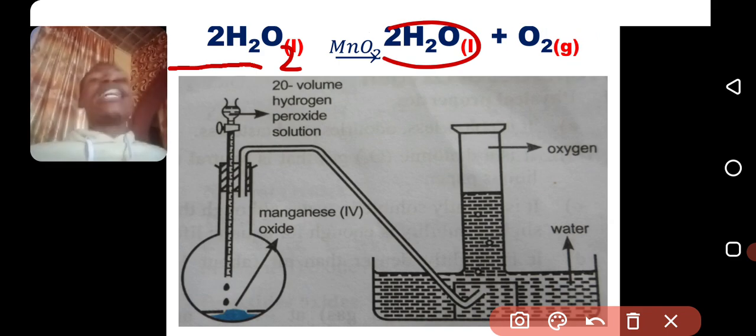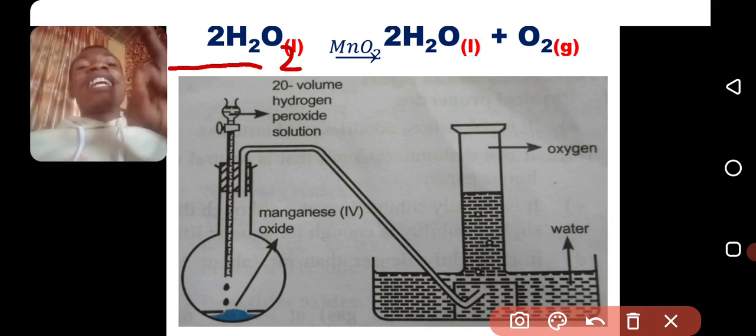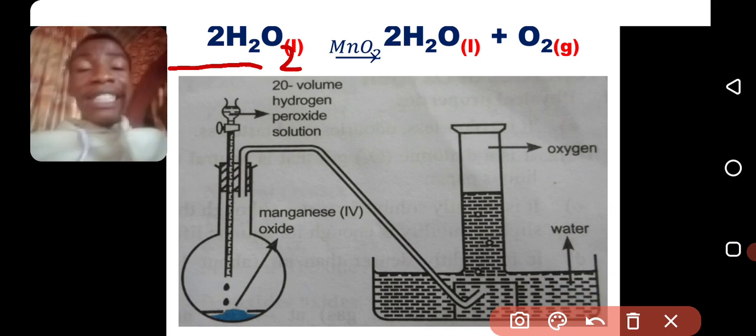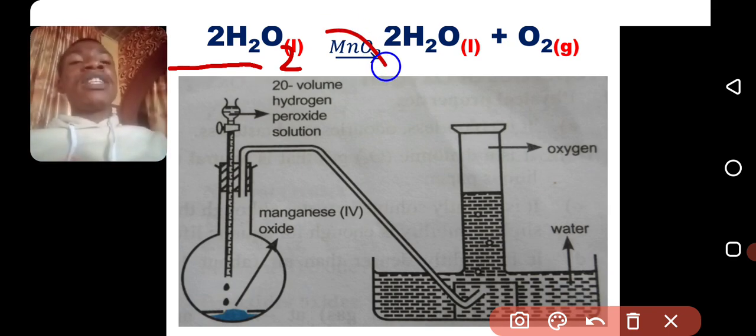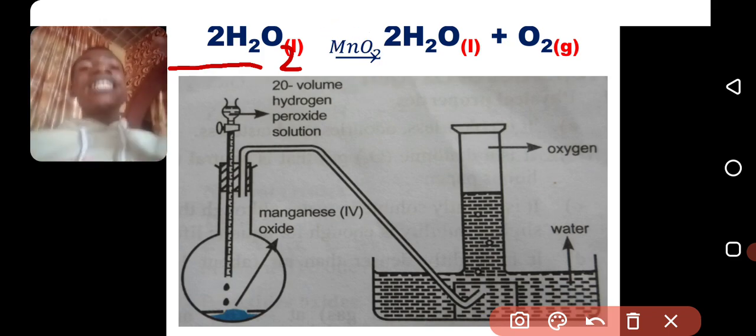But if you want the reaction to be very fast, you can use a catalyst to aid the decomposition. Manganese(IV) oxide catalyst. That's why you see it here. So it makes the oxygen gas come out very fast and very quickly.